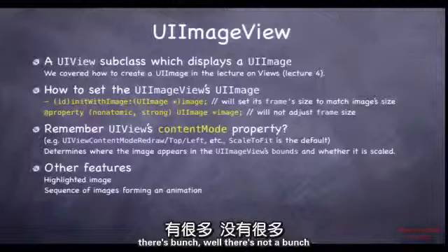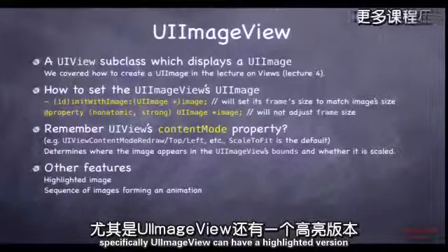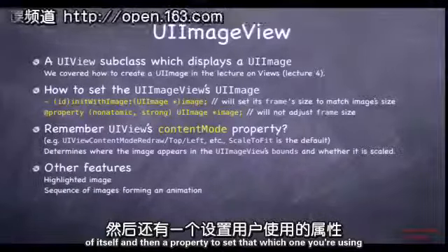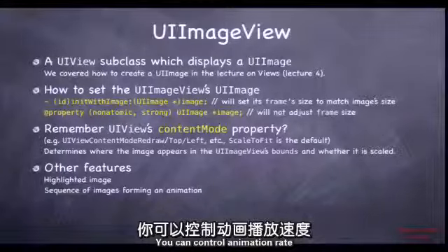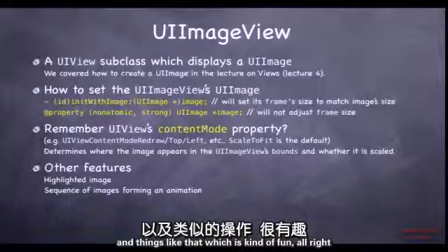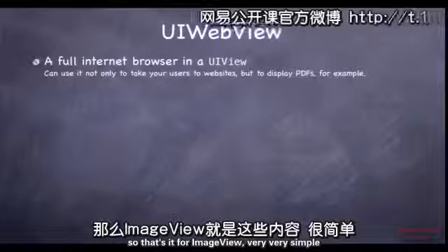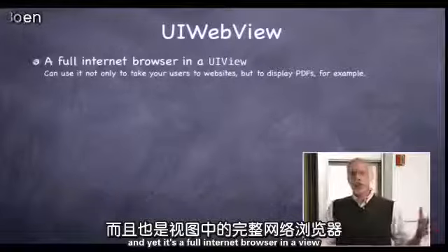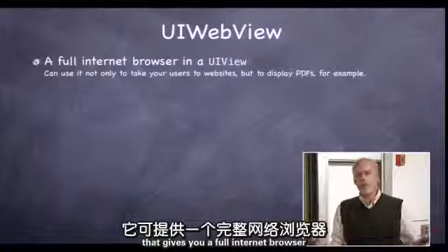There's only a few other features inside of UIImageView. Specifically, a UIImageView can have a highlighted version of itself, and then a property to set which one you're using. And then it also can do a sequence of images. So do an animation. You can control the animation rate and things like that, which is kind of fun, all right, if you have some kind of sequenced animation. So that's it for image view. Very, very simple. UIWebView, also super simple, and yet it's a full internet browser in a view. So it's a subclass of UIView that gives you a full internet browser.